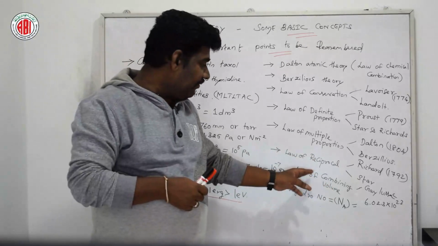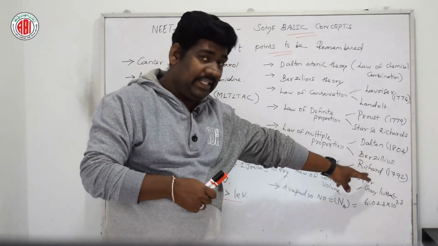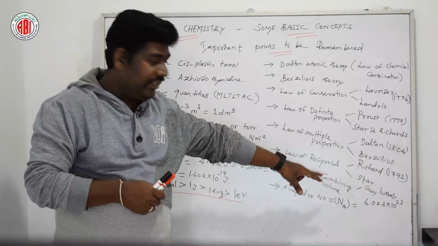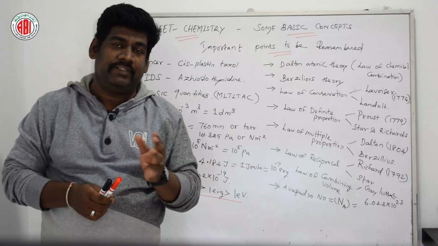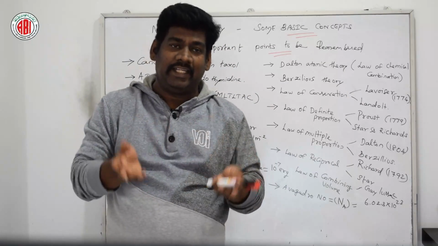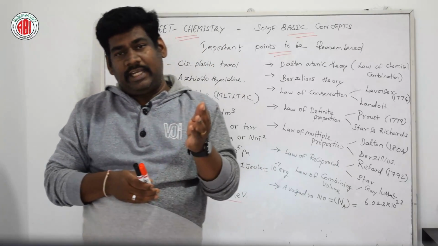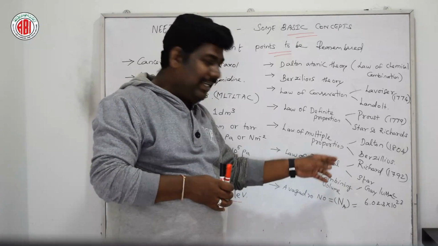And the next one is the law of reciprocal proportion. This was proposed by Richter in the year 1792. This was verified by Stas. According to this, when two different elements combine with the same weight or the same mass of a third element, the ratio in which they combine will either be the same. So that is about the law of chemical reciprocal proportion.